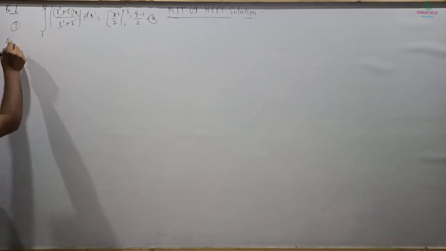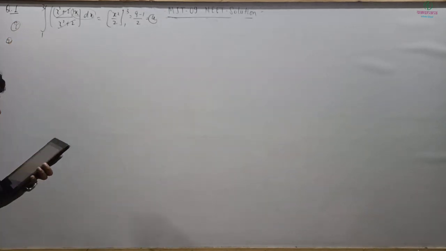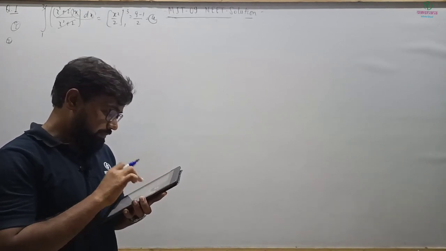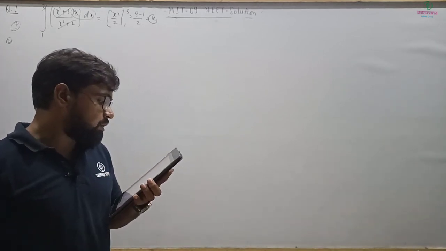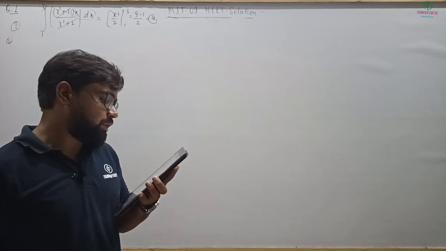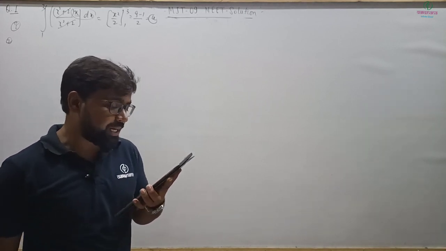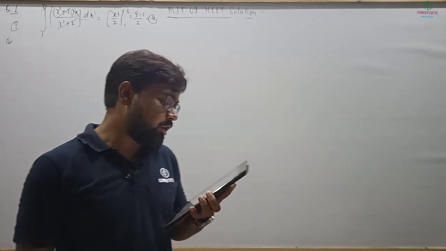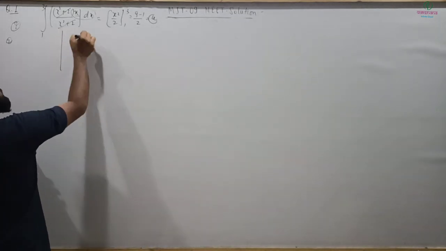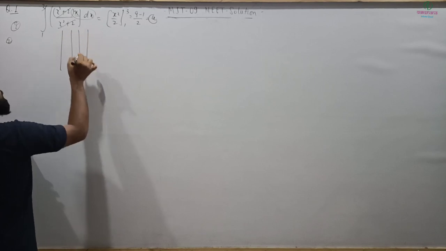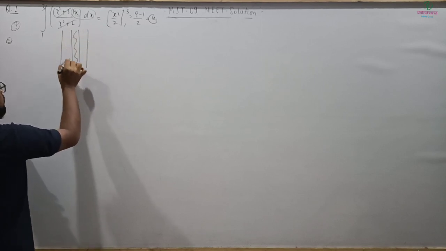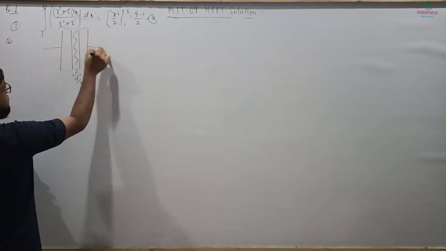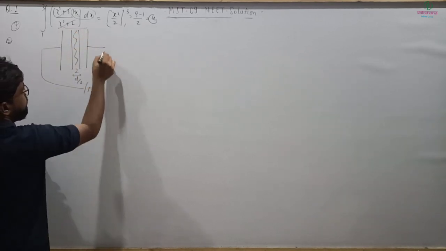Next question number 2. It's a dielectric slab of thickness d by 2 and dielectric constant 2 inserted in a capacitor as shown in the figure. The capacitor is connected to a 10 volt battery EMF. Then the potential difference between the two surfaces A and B of the dielectric slab. Consider this dielectric slab, dielectric constant 2, thickness d by 2, total d, connected to a battery of 10 volt.